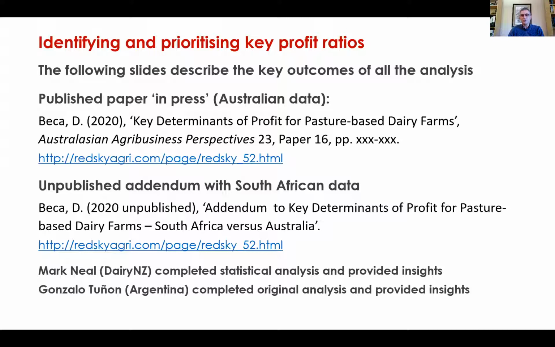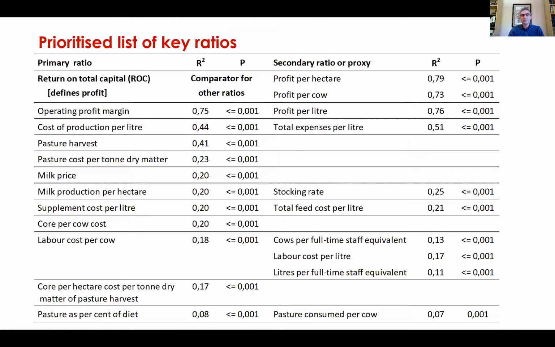Mark Neal, Dairy New Zealand's production systems specialist, and Gonzalo Chinon, a colleague of mine from Argentina, assisted me with the data analysis. There would not be time today to fully describe all the key relationships that relate to profit, so I'm going to work through this summary table with you.